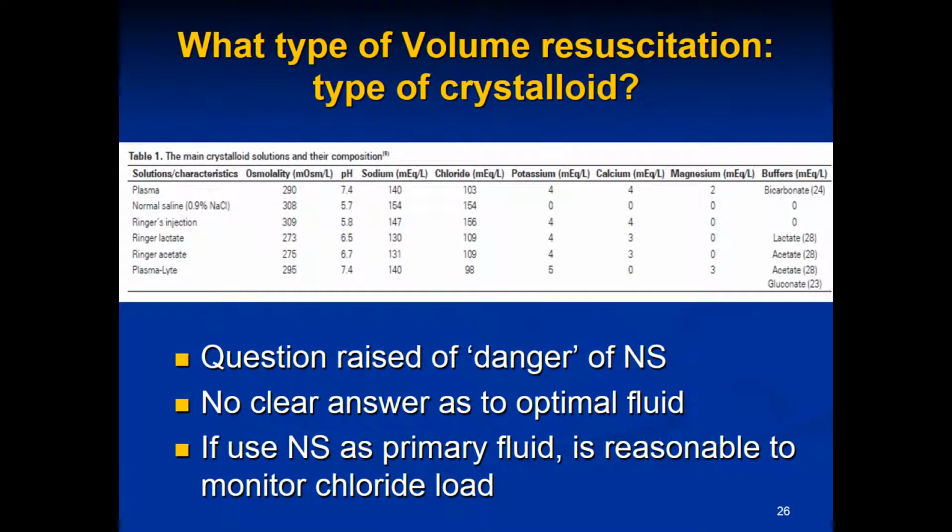We won't go into detail because there's not sufficient time to do so, but I'll just make a note that there remains ongoing debate about what type of crystalloid. So if there's no particular benefit of albumin, it's more expensive and carries other potential risks with it. We still favor crystalloid. Is there a particular type of crystalloid? And there have been questions over the years as to whether there's a danger of use of normal saline because of the chloride load or effects on renal function. The studies to date have not given a clear answer. There's no clear answer as to the optimal fluid.